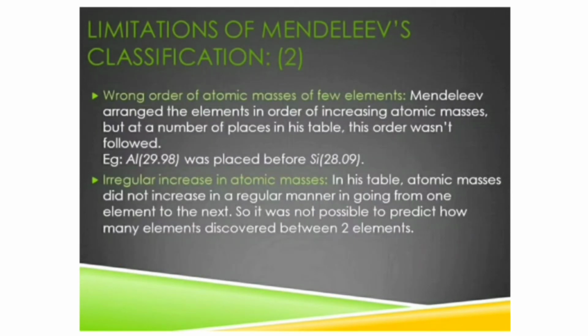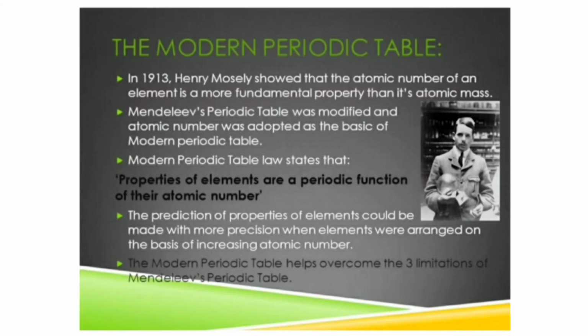Limitations of Mendeleev's classification. Wrong order of atomic masses of a few elements. Mendeleev arranged the elements in order of increasing atomic masses, but at a number of places in his table this order wasn't followed. Example, aluminium was placed before silicon. Irregular increase in atomic masses. In this table, atomic masses didn't increase in a regular manner in going from one element to the next. So it was not possible to predict how many elements would be discovered between two elements.